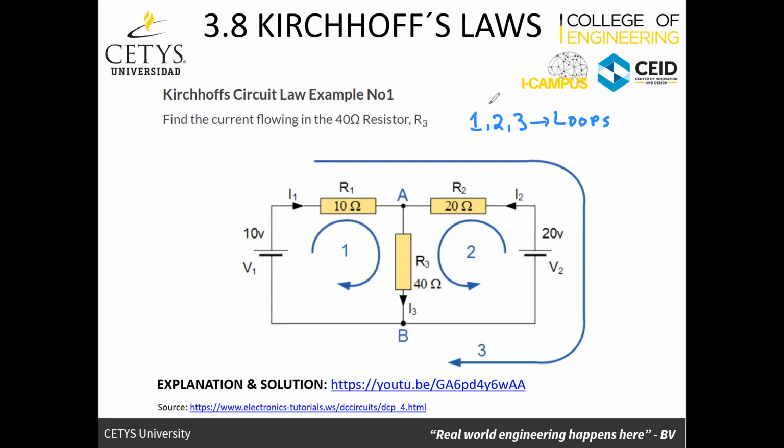Oh, okay. So the definition of a mesh: there are no loops inside. In the case of number 3, we've got loops inside, and that's why it's not a mesh. A mesh is a loop that doesn't have any loops inside.